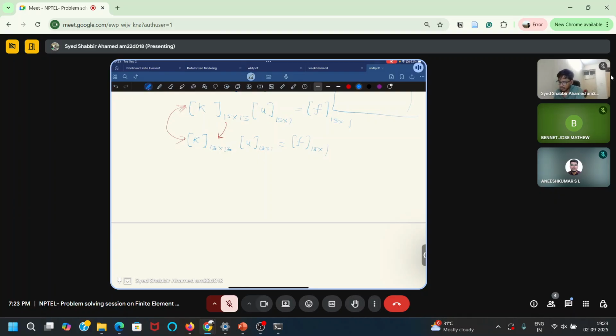FEM is a very dry subject. If you don't practice doing it, like solving and writing code, you won't understand it completely. Even though I'm working with FEM for probably 3 years, I still have some gaps. I don't understand a few things.